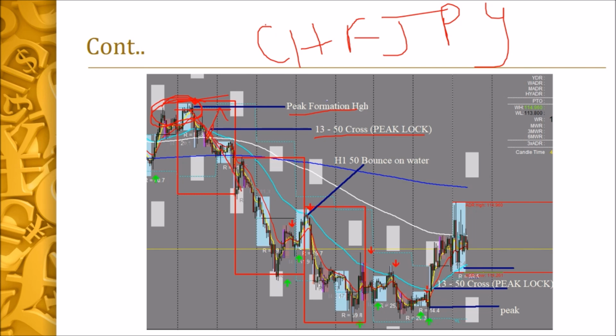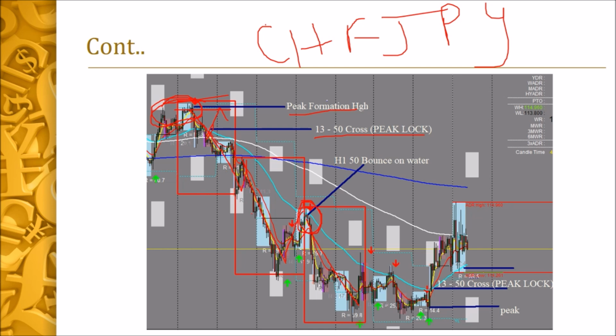After this level 1 floor, we had a pullback and we had a level 2 floor. After this level 2 floor, we saw price coming to retest the 50 EMA. Mind you, this is an H1 chart. This one is our safety point, or our zone of interest of safety. Then after that, we had the third level drop.